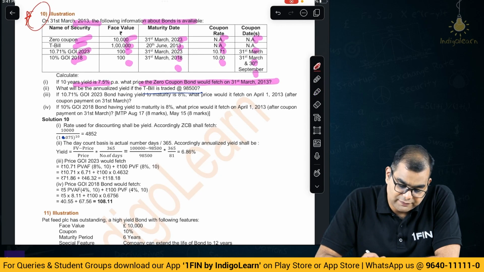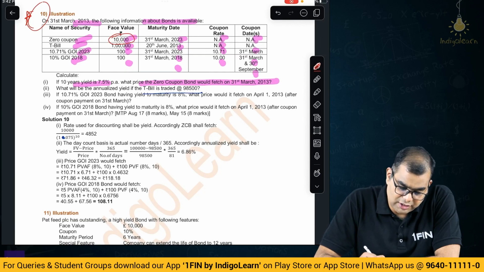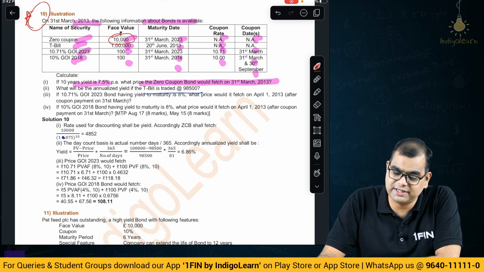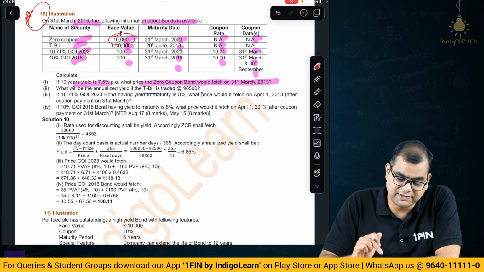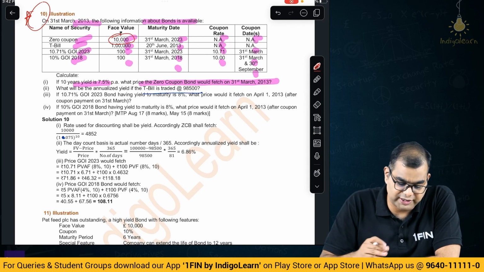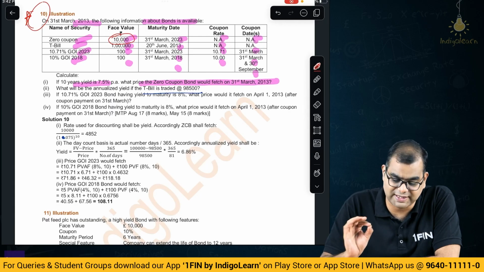So, 31st March 2023 is the maturity date. Current date is 31st March 2013, face value is 10,000, 10 years yield is 7.5%. So, 7.5% is the yield for 10 years. So, what is the price of the bond today, which is on 31st March 2013? How many years do you have? 2013 to 14, 15, 16, 17, 18, 19, 20, 21, 22, 23. You have exactly 10 years.